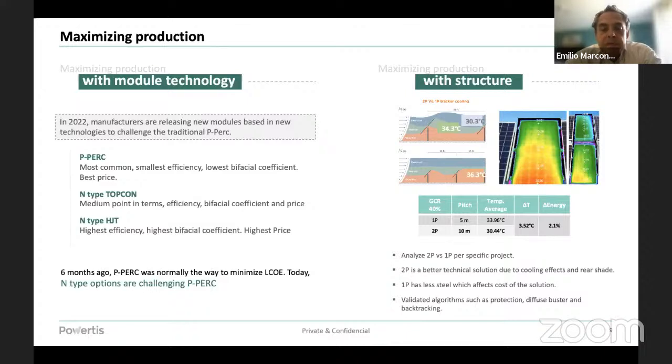Soltec works with third parties that validate those algorithms. It's extremely important for protection, diffuse buster, and backtracking. That's paramount. That's something that we cannot miss.